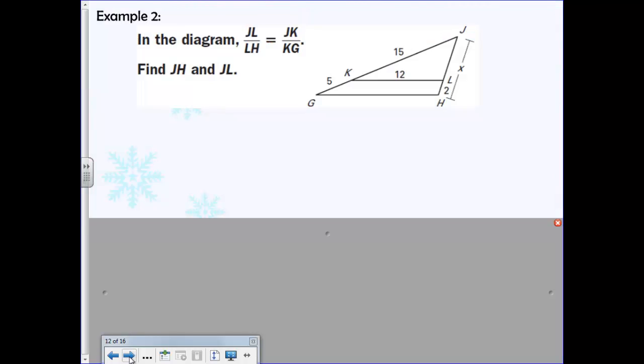In the diagram, JL to LH equals JK to KG. Find JH and JL. So I'm just going to start here. JL. Do I know what JL is? Well, X is from J to H, right? This is 2. What goes here? This is 2. That's not going to be 2, 2. I don't know. So let me lead you this way a second.